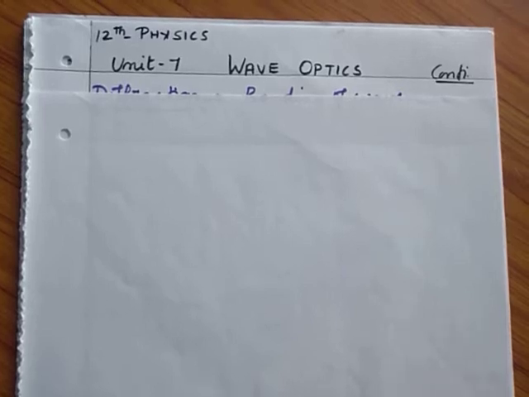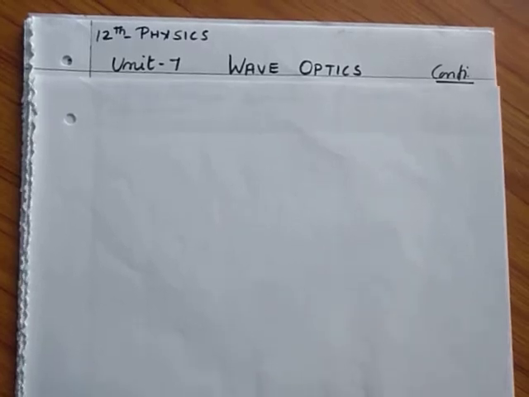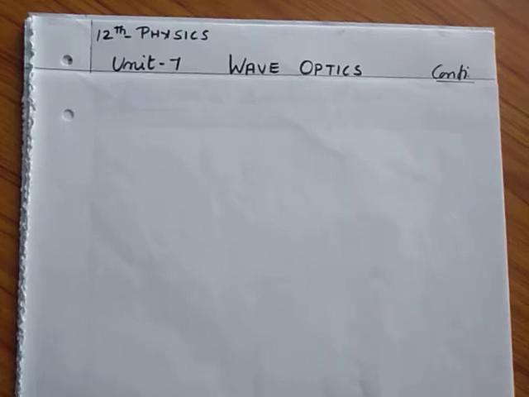Hello students, happy morning. Class 12 Physics, Unit 7, Wave Optics continuation video. In our previous class, we discussed the important phenomenon of light that shows a wave nature, that is interference.